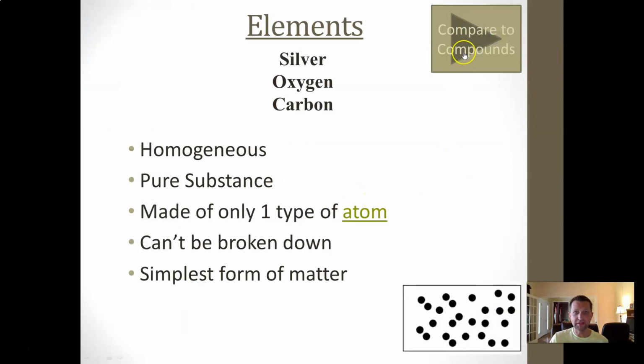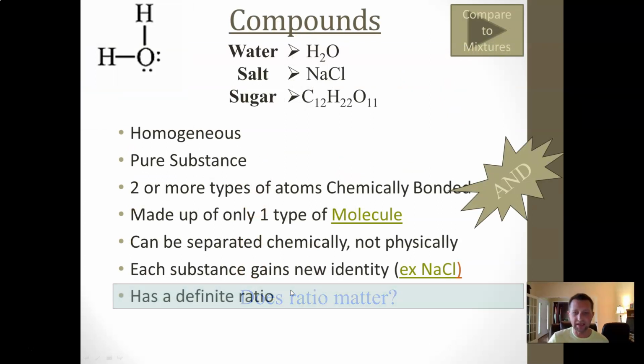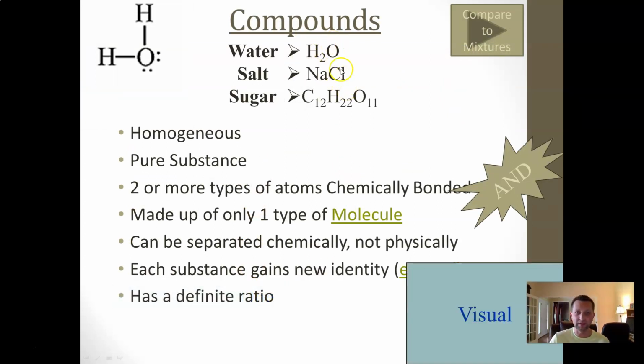Okay, we basically finished elements, so let's go to compounds here. Does the ratio matter? The answer there is yes. Here are your formulas up here. So water is H2O. It has to be H2O to be water. If you have H2O2, you don't have water anymore. You have hydrogen peroxide. Not going to want to really drink that, right? So your formula, your ratio, does matter. Salt is always NaCl. It's not NaCl2, right? It's always NaCl. As soon as you change that ratio, you change the compound.